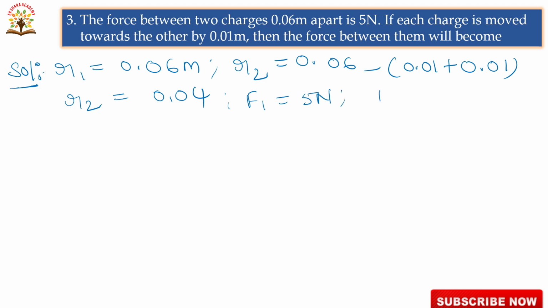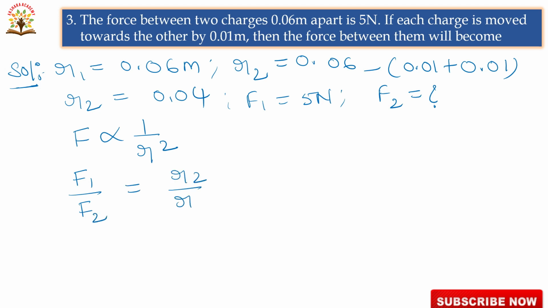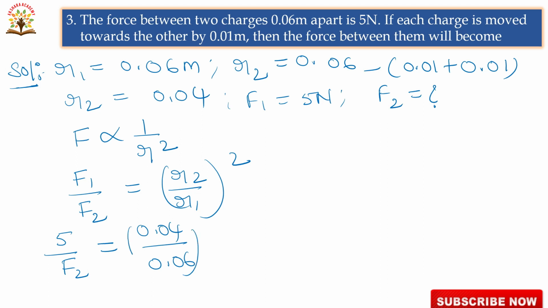So F1 is equal to 5 newtons. Now the new force is equal to question mark. Now we have to calculate. According to Coulomb's inverse square law, force is inversely proportional to the square of the distance between them. So F1 by F2 is equal to (R2 by R1) whole square. Now substituting values, 5 by F2 is equal to (R2, nothing but 0.04, by R1, 0.06) whole square.